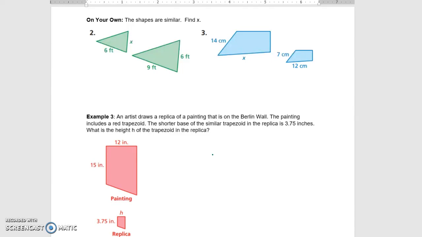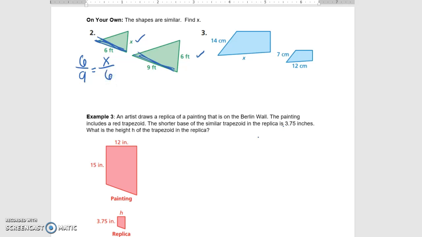Okay, so now you should have unpaused the video, and I am going to be going over these two kind of relatively quickly. So like we said in the example from before, you are going to be making your proportions based upon the corresponding sides. So you know this side and this side would fall directly on top of each other. So my first fraction is going to be 6 over 9. And then my second one is going to be x over 6.